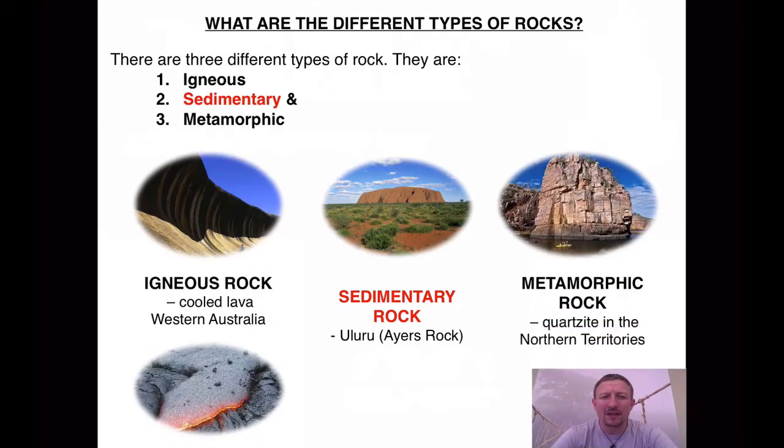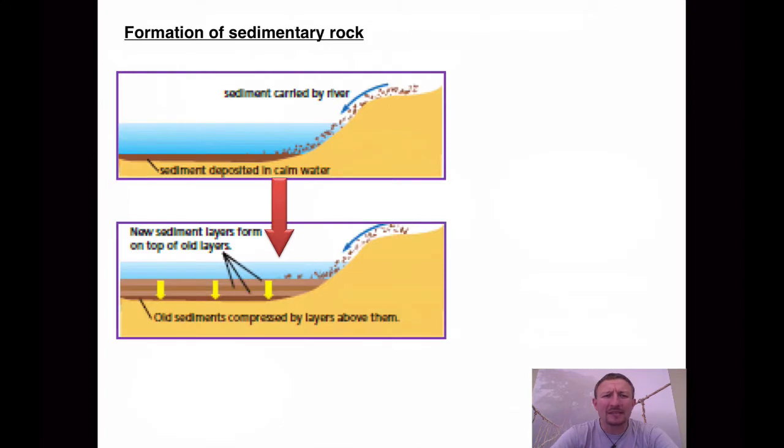Okay, so as we learned earlier, there are three main types of rock. There's igneous rock, which we talked about in the previous activity, sedimentary rock, which we're going to be looking at in this one, and then metamorphic rock. Okay, so what makes up sedimentary rock?